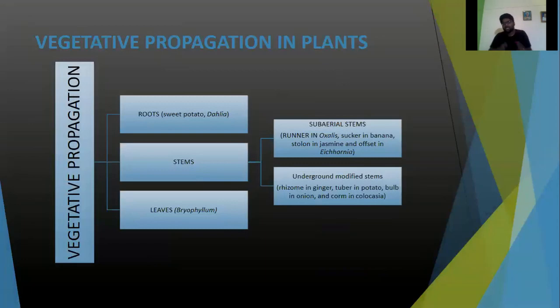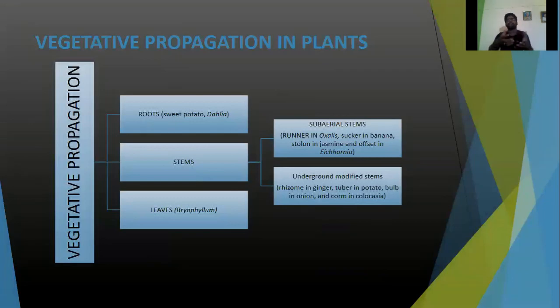As we all know, the plant bears a root, a stem, and leaves. So vegetative propagation by root can be achieved in sweet potato and dahlia. Their roots are simply taken and planted somewhere to produce a new organism.